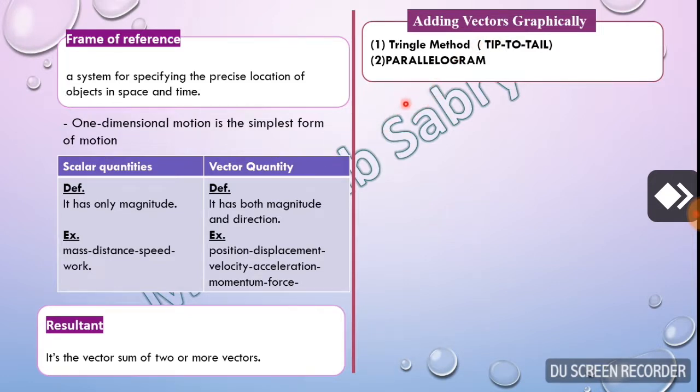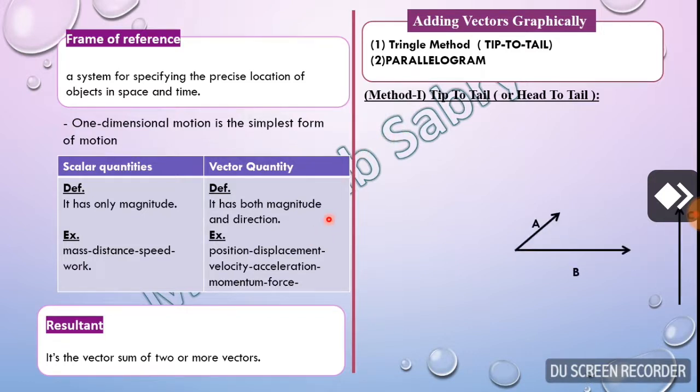Okay, let's talk about the first one. The first one is tip to tail or head to tail. And let me remind you, the parallelogram will be studied next quarter. To understand this tip to tail, let's see these three vectors, A, B, and C. They are connected together at this point, but I'm not interested in this. They are two vectors, and this is the third vector. And I want you to find A plus B minus C.